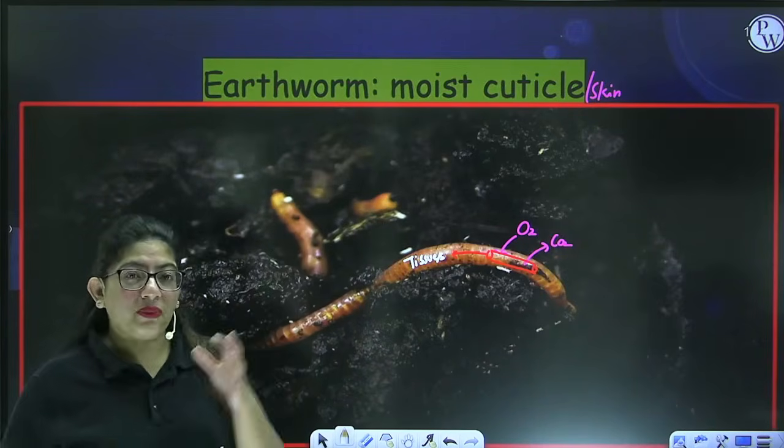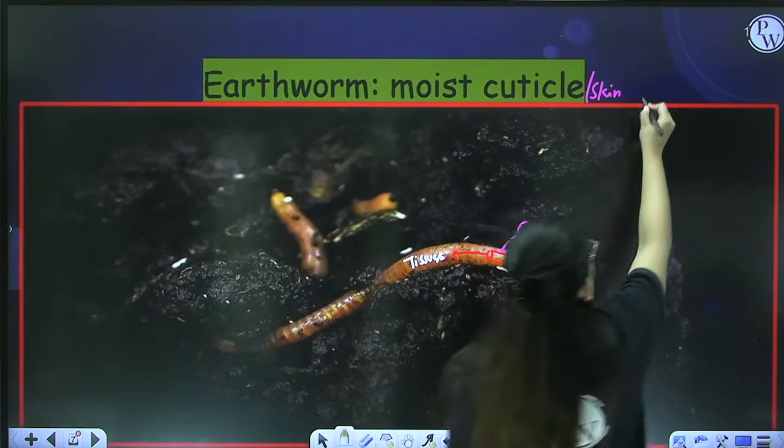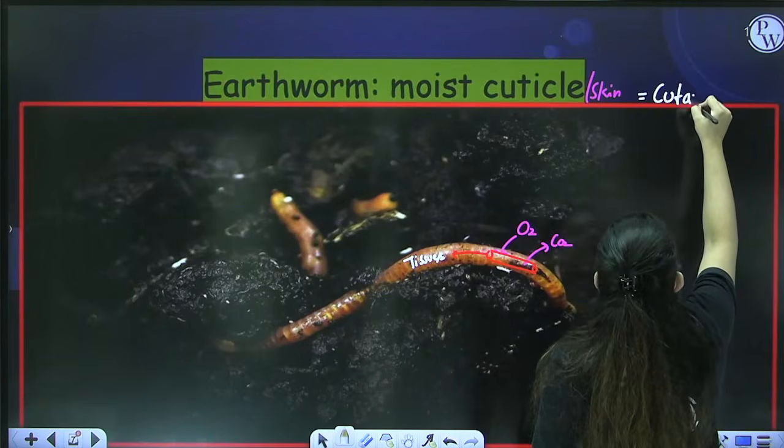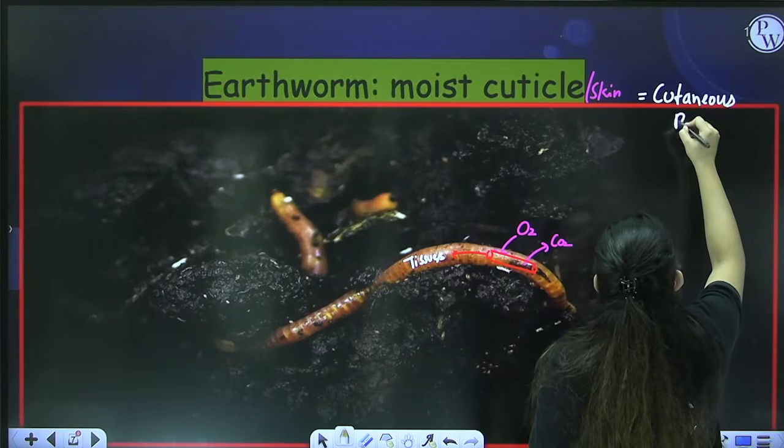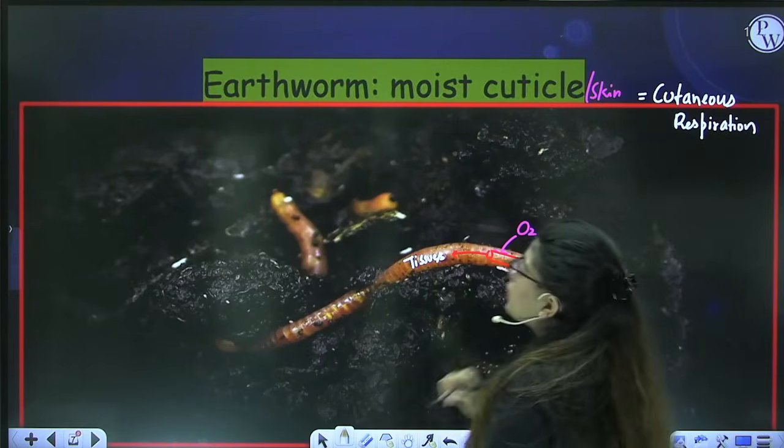So the type of respiration that takes place through the moist cuticle or skin, you call it cutaneous respiration. So in the earthworm, what type of respiration do we have? Cutaneous respiration, which takes place through the skin.